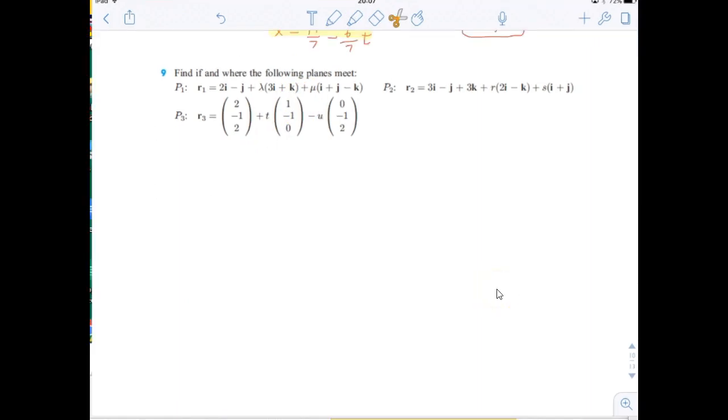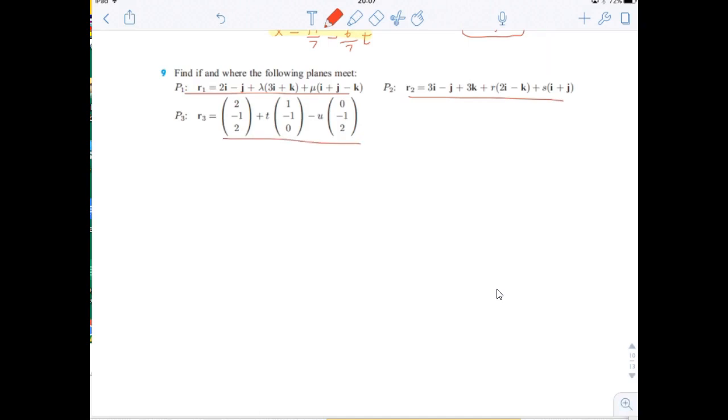Okay, last problem, problem 9. We have 3 planes here. We have plane 1, plane 2, and plane 3 given in vector equations, and they want us to figure out when the planes meet. Okay. Now, do you notice that the first 2 equations are given in a form where we don't know the normal vector? Well, actually, all 3 of them are.